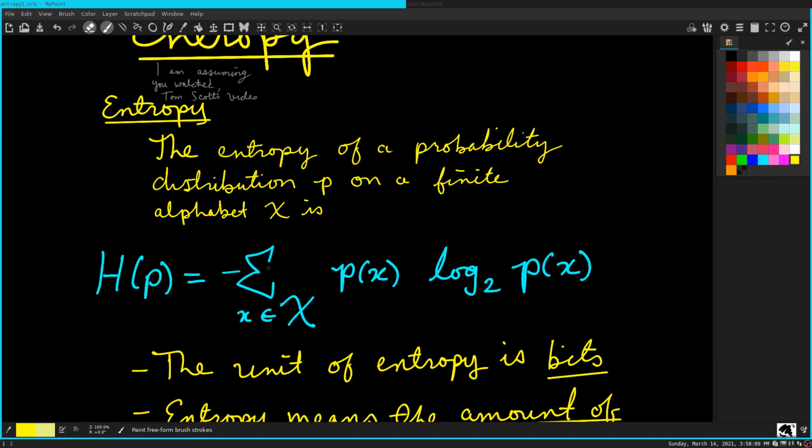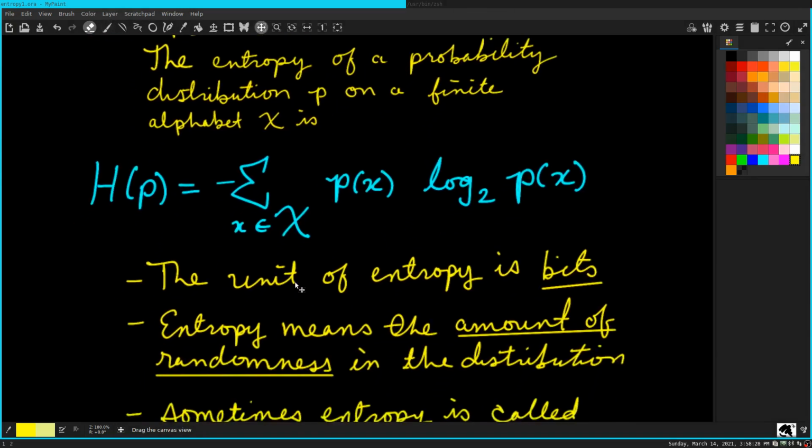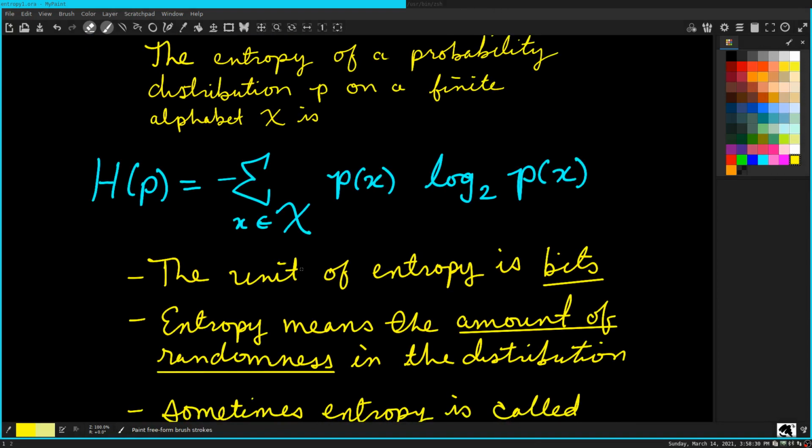And it's this formula. So H of P is equal to minus the sum over every event x of the probability of x times the base 2 logarithm of the probability. And I don't know if I mentioned there's a minus sign here. That's really important. The unit of entropy is bits.